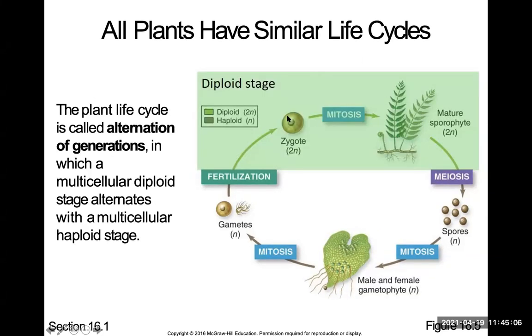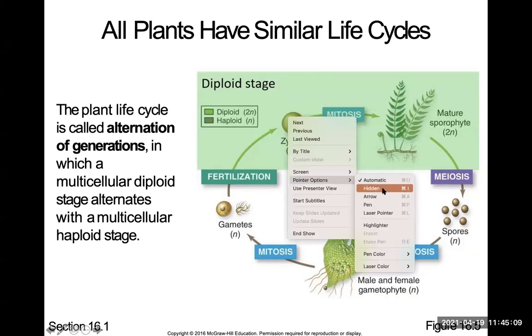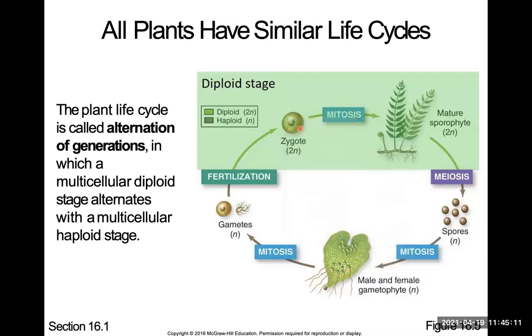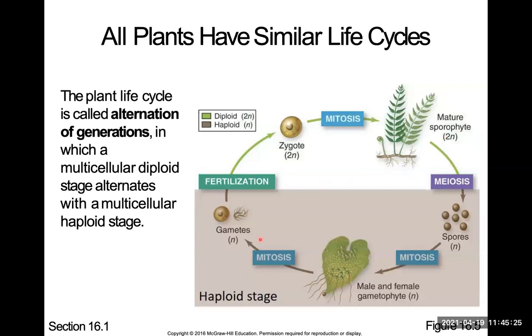So this part, the green part up here, is showing you the diploid stage. Here you have the zygote, that's diploid. Here you have something that's called the sporophyte. I'll tell you why it's called sporophyte in a little bit. That's also diploid. Here in brown, you have the haploid stage. You have the spores that are haploid. You have the gametophyte that's haploid, and the gametes that are haploid. This is 1N. So this is the alternation of generations that's happening.